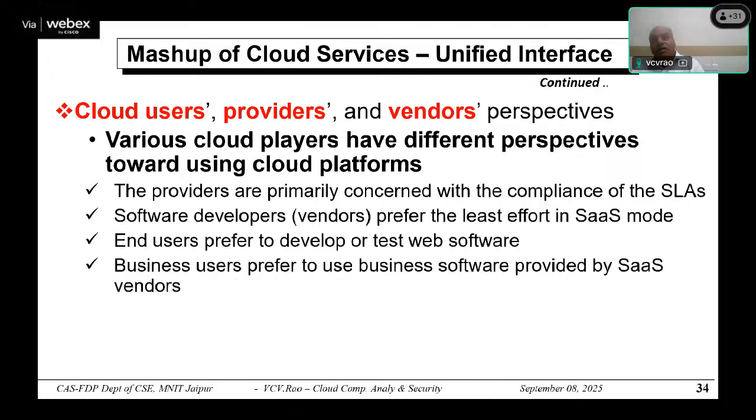So now, when you come to the mashup of cloud services, from a pay-and-use point of view, you have the providers, vendors and cloud users, all three. When all of them are there, you need to see what the business software is, what software the service provides, what kind of developers and vendors prefer, and how much is the compliance with the service level agreement. All these four are very important when you look into the mashup of cloud services.